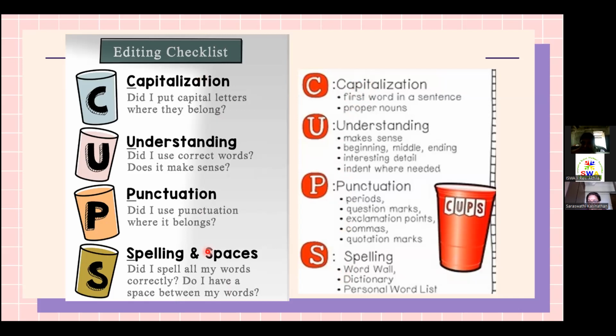We've already gone through CUPS. This is a very quick explanation again. Capitalization. First word in a sentence must be a capital letter. Proper nouns must also be in capital letters. Understanding. Does it make sense? Does my story have a beginning, middle, and ending? Does it have interesting detail? Does it have indent where it's needed? Okay. Punctuation. We just went through all the punctuation marks, right?